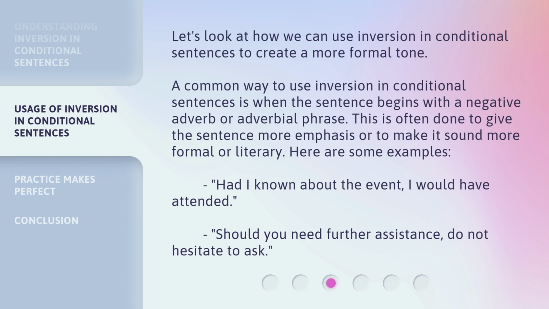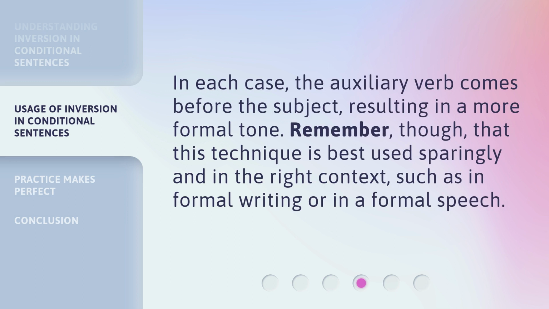A common way to use inversion in conditional sentences is when the sentence begins with a negative adverb or adverbial phrase. This is often done to give the sentence more emphasis or to make it sound more formal or literary. Here are some examples. Had I known about the event, I would have attended. Should you need further assistance, do not hesitate to ask. In each case, the auxiliary verb comes before the subject, resulting in a more formal tone.